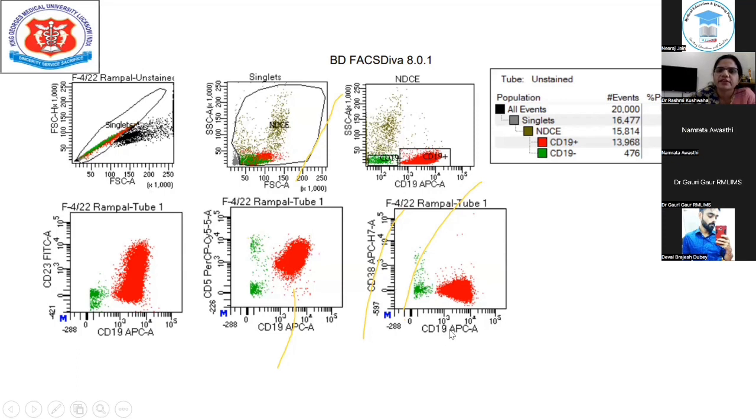When seeing the CD38 versus CD19, CD38 expression is absent.